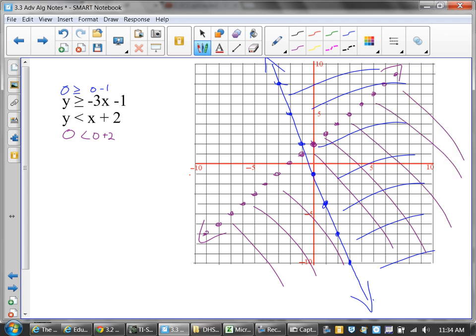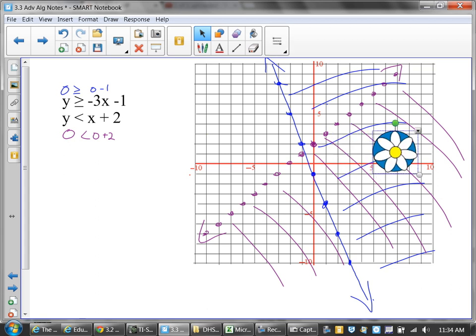And there's my overlap in that region. Once again, all that means is that any part that I pick in this region becomes a true statement for both inequalities. Any of those ordered pairs will work.